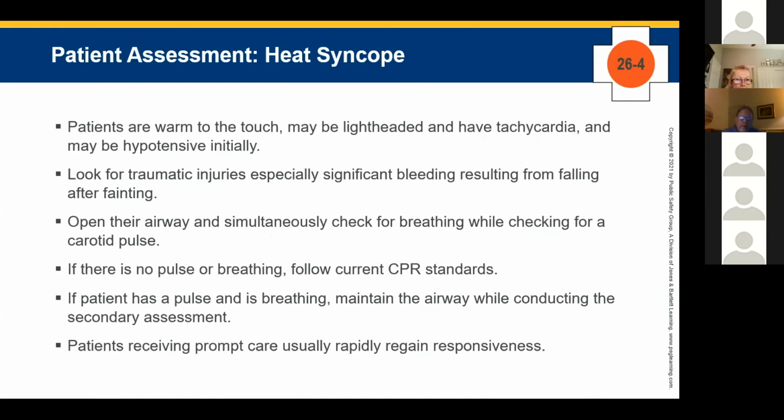Let me see, where am I at? If the patient has a pulse and is breathing, maintain the airway while conducting the secondary assessment. Very good. They have a pulse and they're breathing, so they have a good airway, so you go into a secondary assessment. Patient receives prompt care, usually rapidly regains responsiveness. So when you give them care immediately, when you know that there's something wrong and you address that issue, they will respond. If they're not responding, then something else is needed.